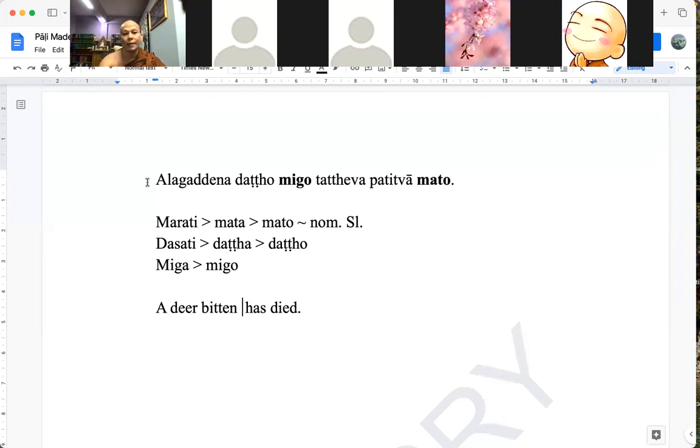And then "alagadena" means by a snake. That is the agent for the past participle, with the instrumental case, by a snake. So a deer bitten by a snake has died. Okay, so now the subject migo is modified by the past participle, and for that past participle the agent is now alagadena. So now the subject becomes a phrase in this way.